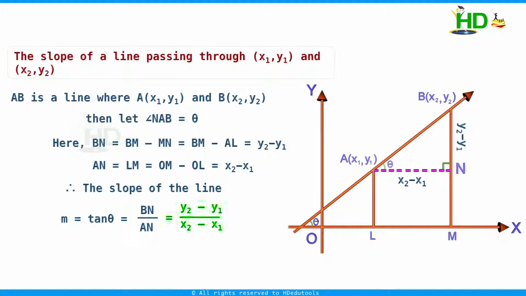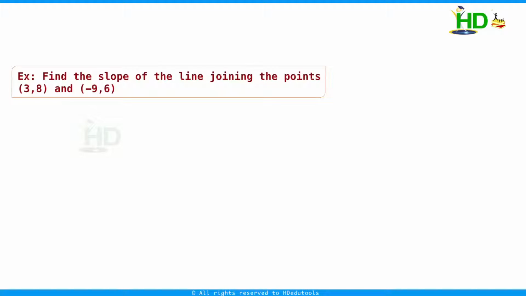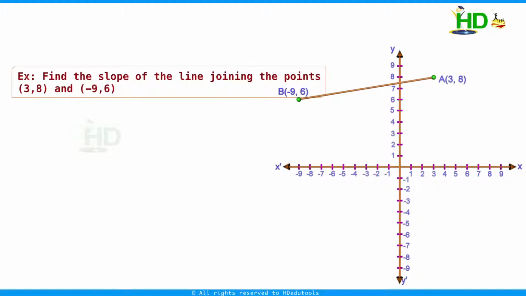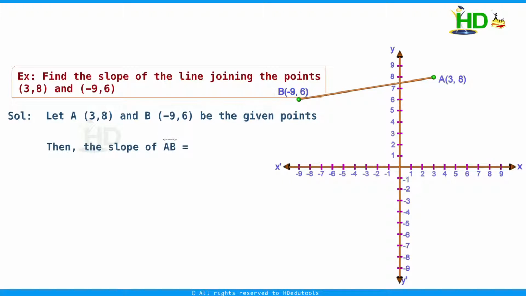Take this example: find the slope of the line joining the points (3, 8) and (-9, 6). A line is passing through these two points. We have to find the slope of the line. We consider this is x1, y1 and this is x2, y2. Now the slope of the line AB is nothing but y2 minus y1 by x2 minus x1, which is equal to 6 minus 8 by -9 minus 3, or this is 1 by 6.